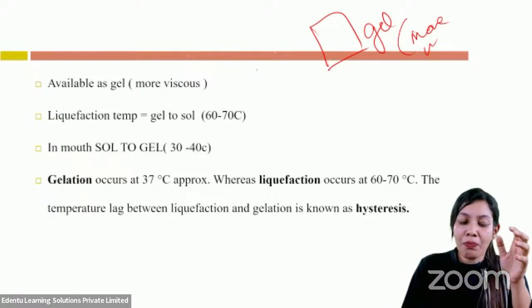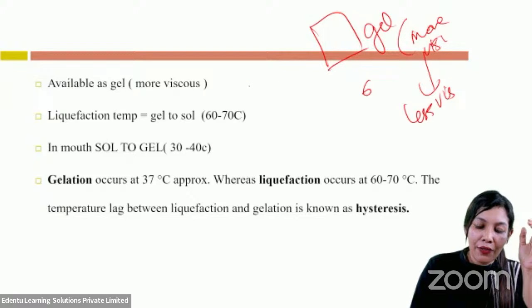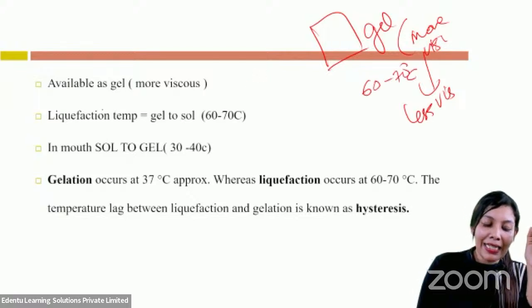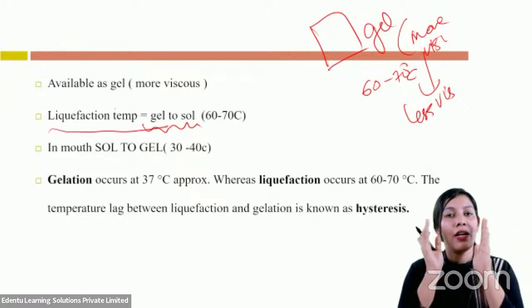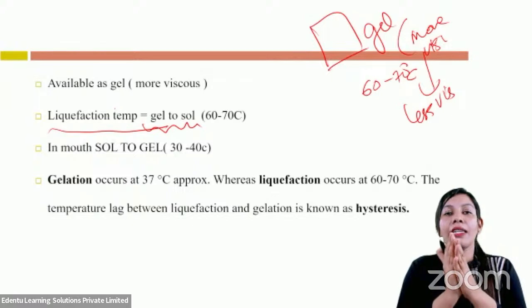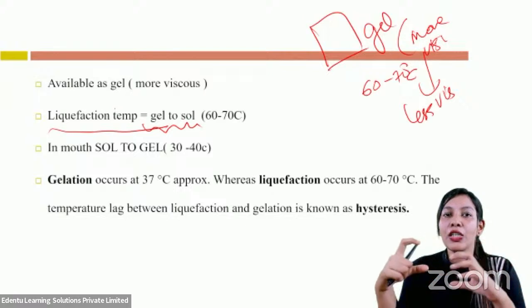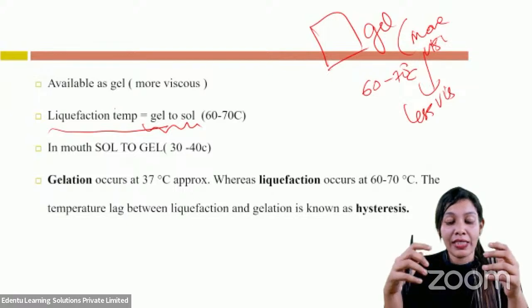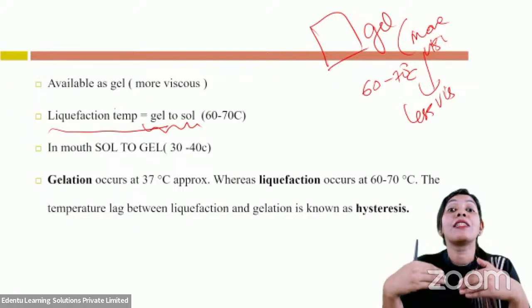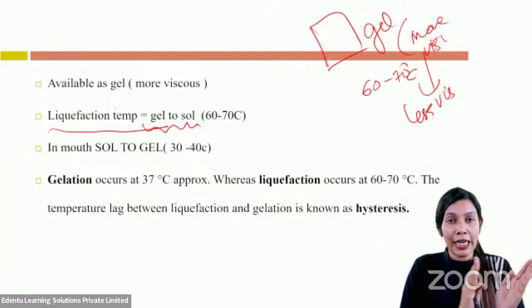No. So we have to make this more viscous form into a less viscous form. What we do is heat it to a temperature of 60 to 70 degrees. That is, the gel moves to a solution form. That is called the liquefaction temperature. Agar is in the form of a gel, so we cannot use a gel for taking an impression. The gel has to be converted into a liquid form. For that, we heat it at 60 to 70 degrees Celsius and it becomes less viscous so that we can take the impression. That is the liquefaction temperature.